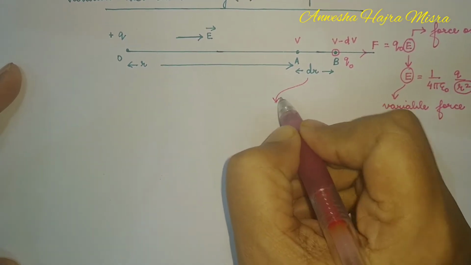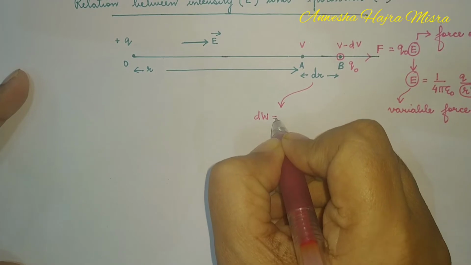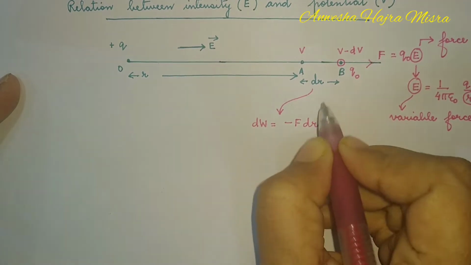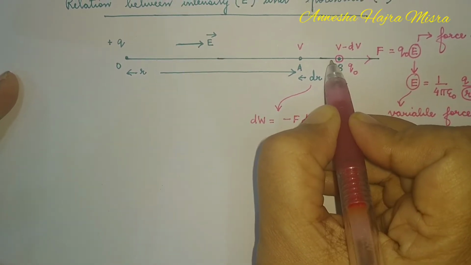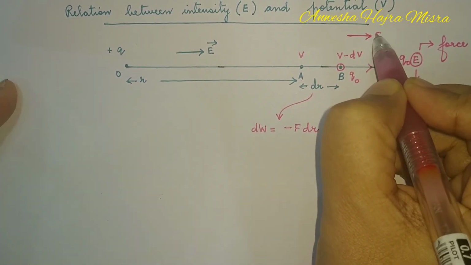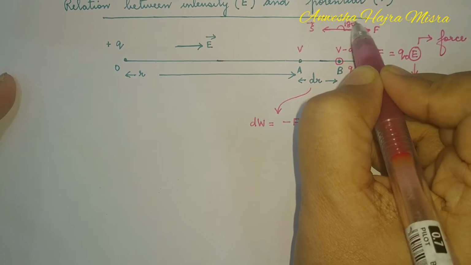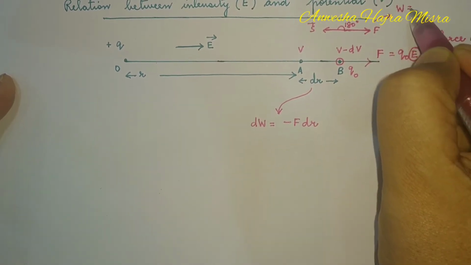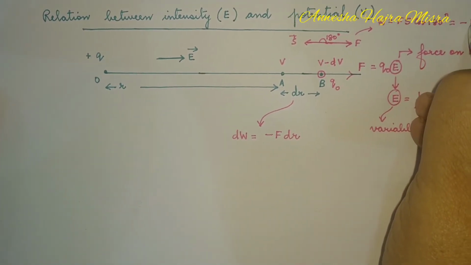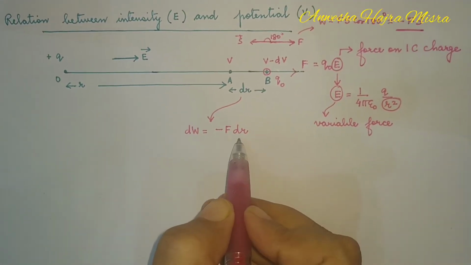So this small work done in bringing the charge through a distance dr, dW is equal to minus F dr. Why minus? Because force is in this direction and we are bringing the charge in the opposite direction. So force is in this direction, displacement is in this direction, this angle is 180 degrees. So work done is Fs cos 180. Cos 180 is minus 1. So work done is minus Fs. So I have minus F dr.